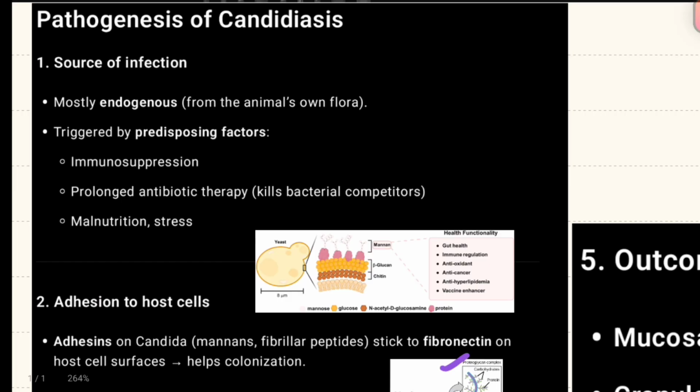Now we'll have a discussion on the pathogenesis of Candidiasis. The source of infection: usually these agents are commensals, so mostly it is endogenous only. Triggering factors such as immune suppression, prolonged antibiotic therapy, malnutrition, and stress conditions will cause the source of infection to produce severe disease in the animals, which has a large impact on the productivity of the animal.